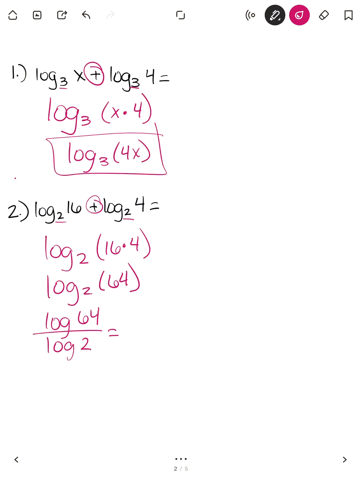I type it into my handy dandy calculator. Log of 64 divided by log of 2. I get 6. So when there's just numbers, you simplify completely. When there's a variable, you have to stop. So this was the first property.